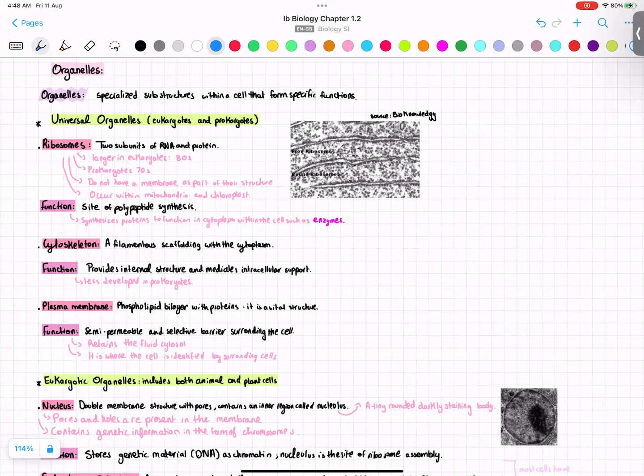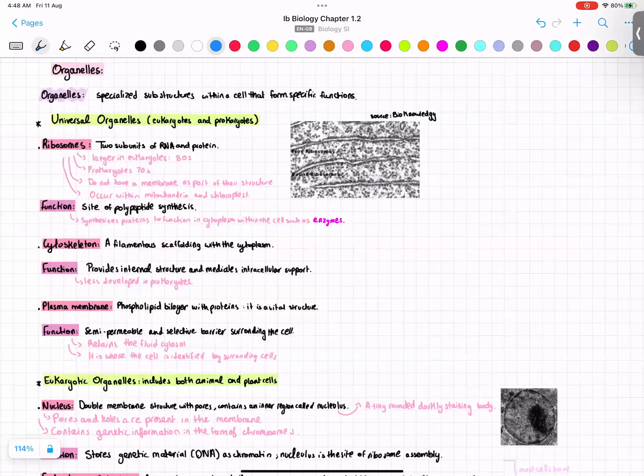And now you have to know the function of the ribosome as well. Basically, it's the site of polypeptide synthesis. So it synthesizes protein, because we do know that we have protein, then polypeptides, and then amino acids. We're going to learn about that in more detail later, but just keep this in mind. It synthesizes proteins to function in the cytoplasm within the cell, such as enzymes. Again, enzymes are proteins. We're going to learn about this in more detail. Just keep this in mind. It's very, very important.